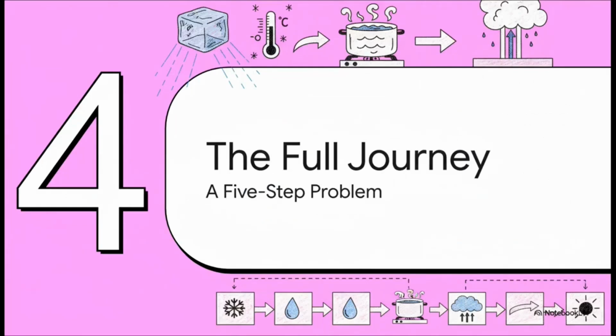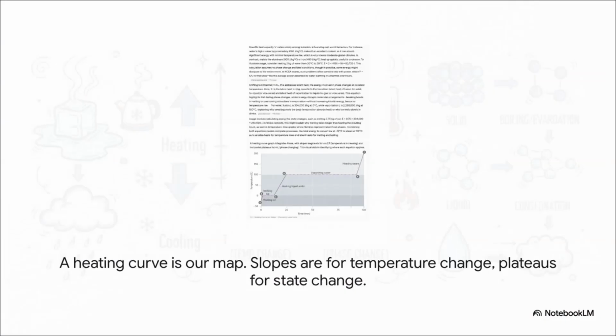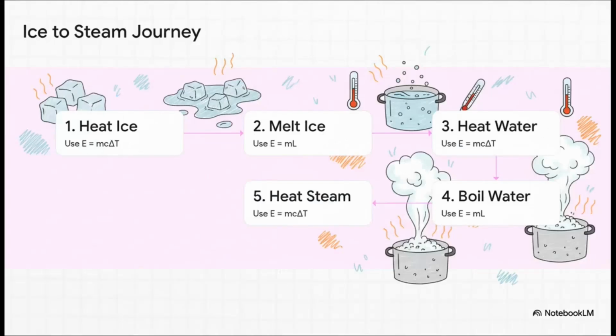We have our two tools. Let's put them together and map out the entire journey, from a block of ice below freezing all the way up to steam that's above boiling. It's a 5-step process. This heating curve you're looking at, this is our roadmap. It's super important. Whenever you see the line sloping upwards, that means the temperature is changing, and we use our first tool, E equals mcΔT. But whenever you see a flat plateau, that means the state is changing at a constant temperature, and that's when we pull out our second tool, E equals mL. So this breaks our entire journey into 5 clean stages.